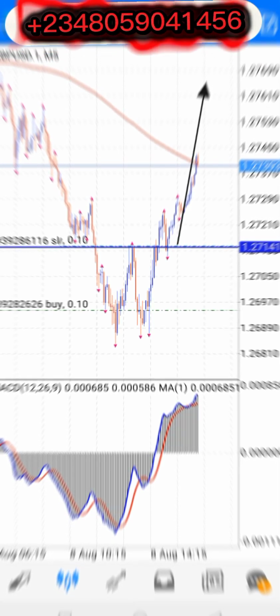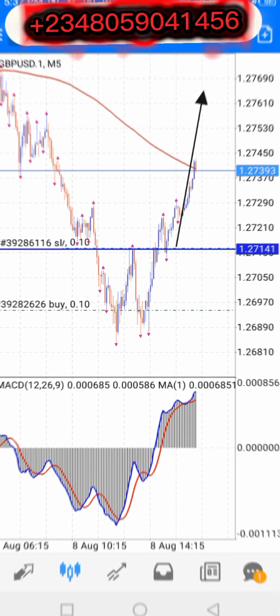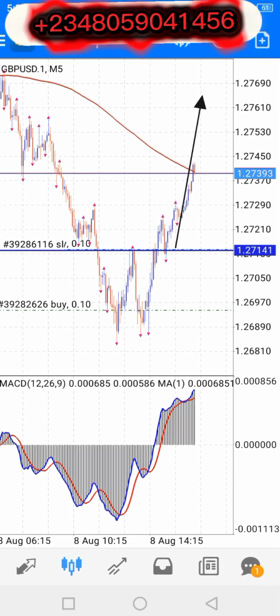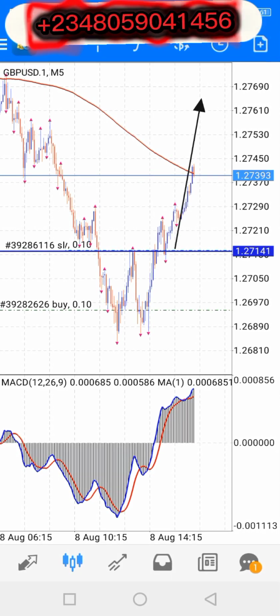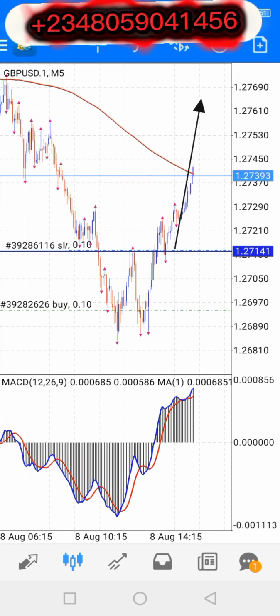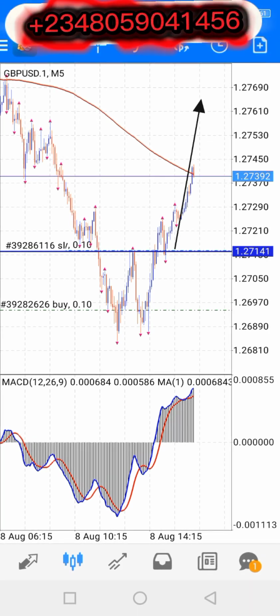So on today's episode, I will be teaching you how to calculate pips and a risk to reward ratio. I know a lot of beginner traders find it very difficult to calculate pips and to know the risk versus reward ratio. So stay tuned on this video so that you learn all the basic aspects of this Forex.